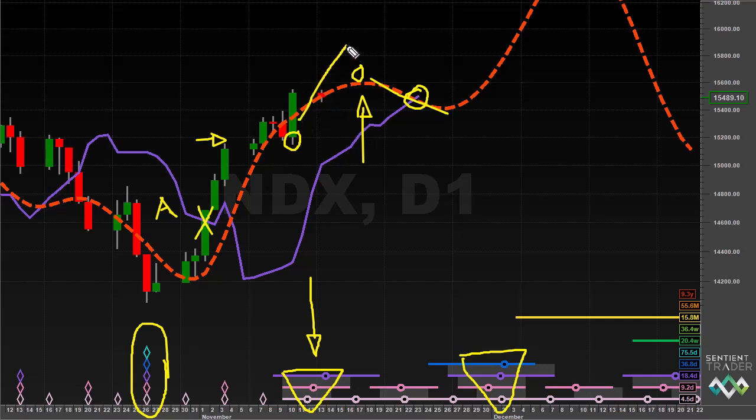Nevertheless, for the Nasdaq, we have the same situation. Price is bouncing up out of a potential 20-day cycle trough. We are going to form another peak, and then of course price must come down and form a 40-day cycle trough over here at the end of November.